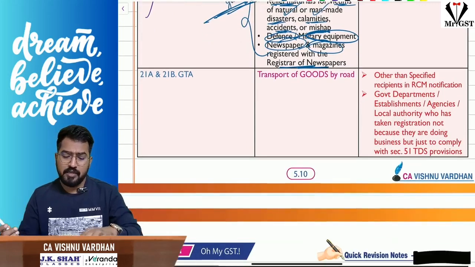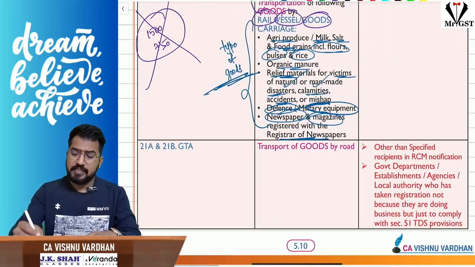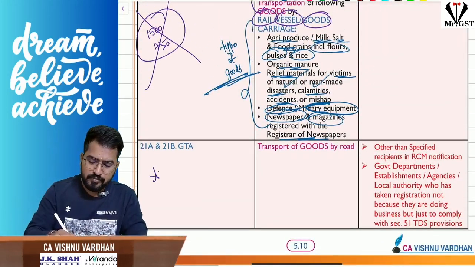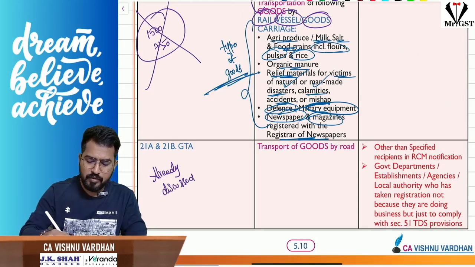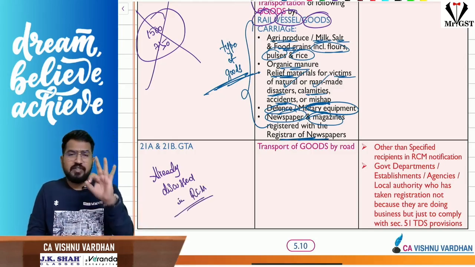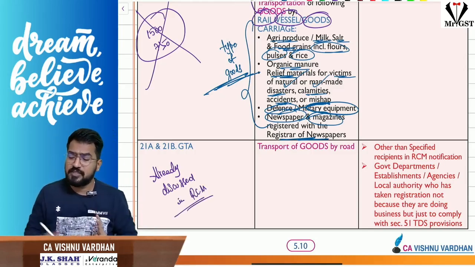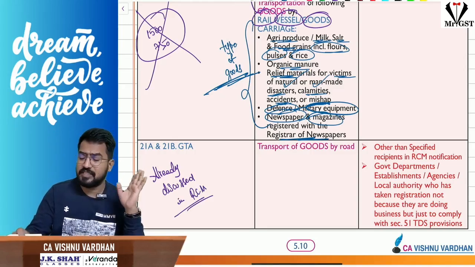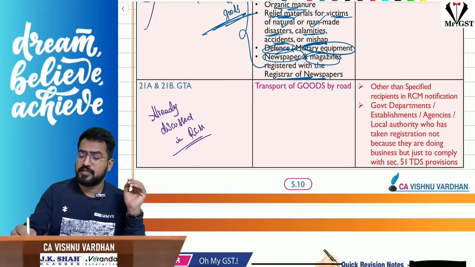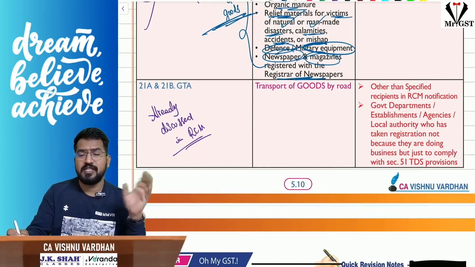Next, this we have already discussed in RCM. If you remember, GTA is having 3 customers. One is specified recipients, other than specified recipients, and government departments, all that stuff, who is registered under section 51 for the purpose of section 51. If it is providing to specified recipients, it is taxable.